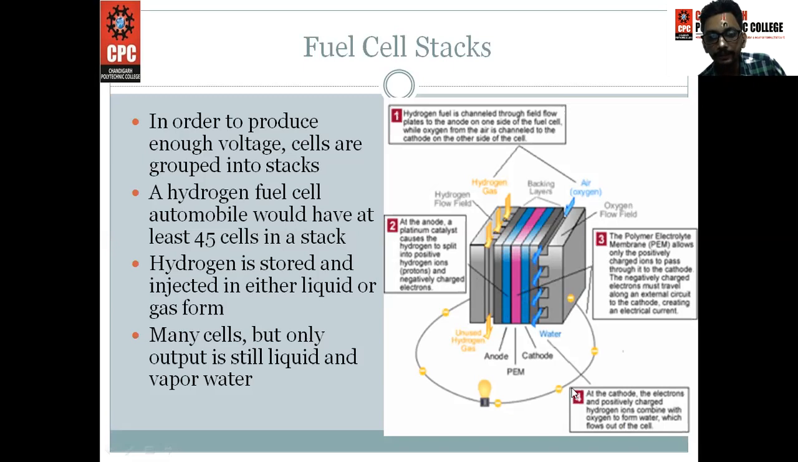The fourth step is at the cathode, where the electrons and positively charged hydrogen ions combine with oxygen to form water, which flows out of the cell. These are the 4 fuel cell stack steps, right?